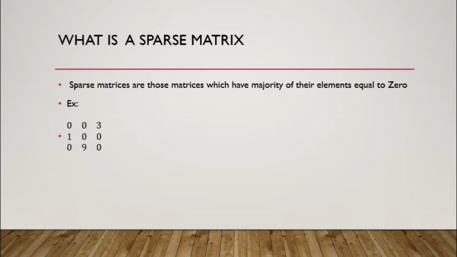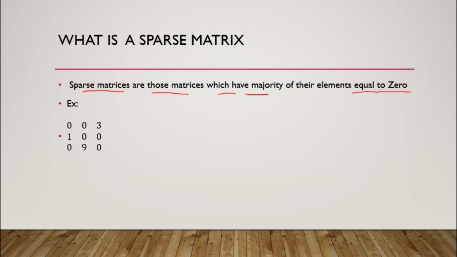So first of all, we have to understand what is a sparse matrix. As per our definition, sparse matrices or a sparse matrix are those matrices which have a majority of their elements equal to zero.